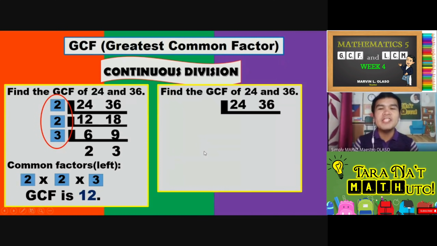Siyempre, kung magaling ka, pwede mo i-divide sa 12. Kunwari, hindi 12 ang naisip mo. Halimbawa, ayan, 4. Tingnan natin, ha? So, 4 ang unang naisip mo. Basta pag nakapag-isip ka ng pwedeng i-divide, i-divide mo na agad.